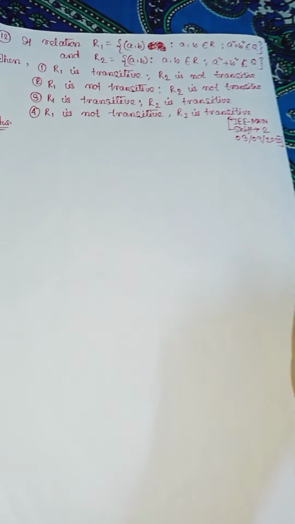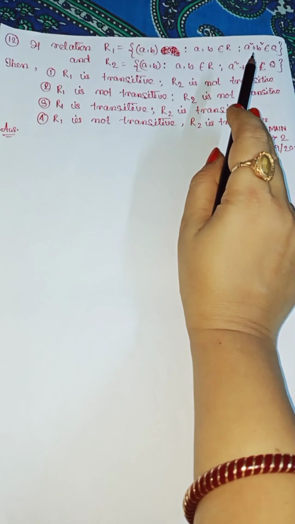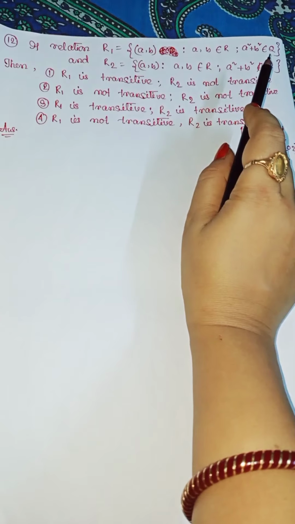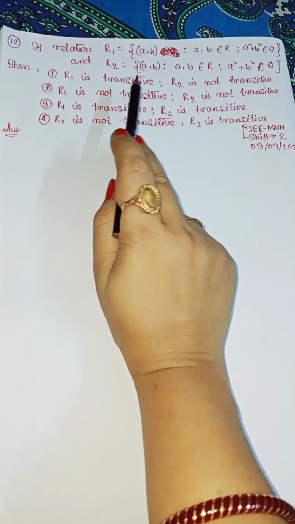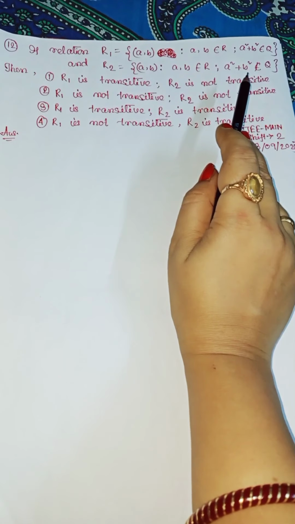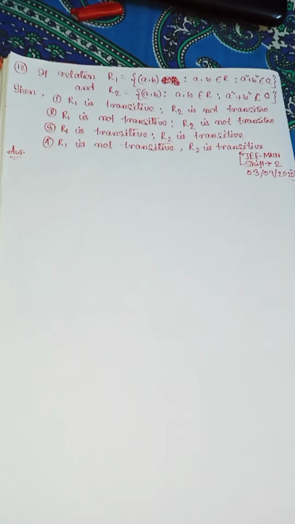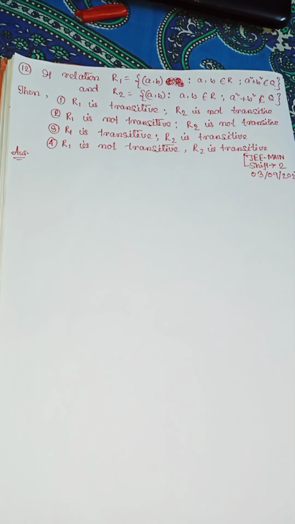Today we solve JEE Main 3rd of September 2020 Shift 2 question number 12. If relation R1 = {(a, b) : a, b belongs to R and a square plus b square belongs to Q} and R2 = {(a, b) : a, b also belongs to R and a square plus b square does not belong to Q}, then four options are given.